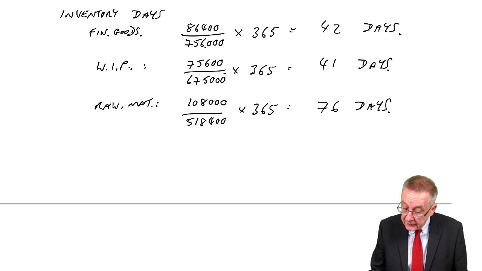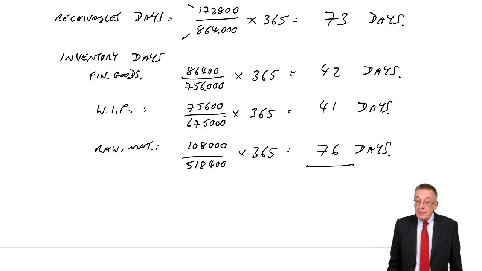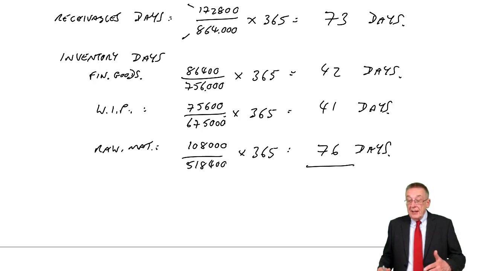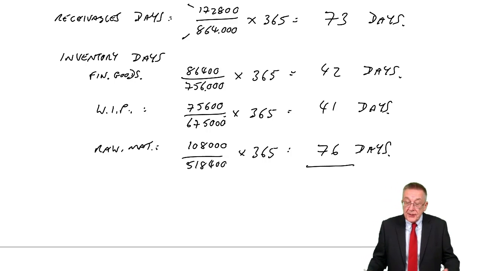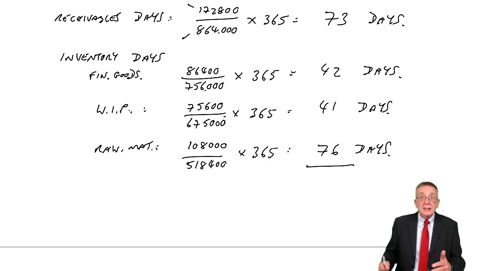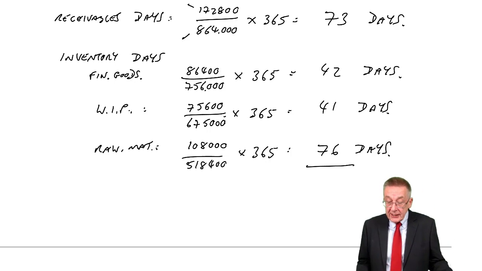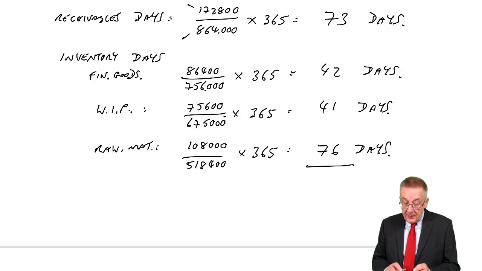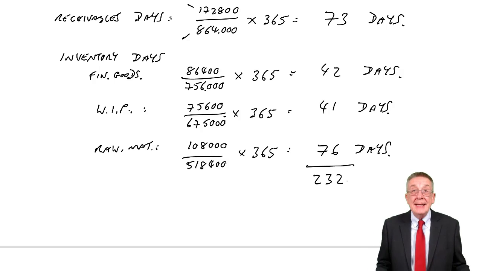And so the total so far, from the day we buy our raw materials, which then become work in progress, which then become finished goods, which then are sold, but we have to wait till they pay. So from the day we buy the raw materials till the day we get the cash in, would appear to be 73 plus 42 plus 41 plus 76. 232 days.